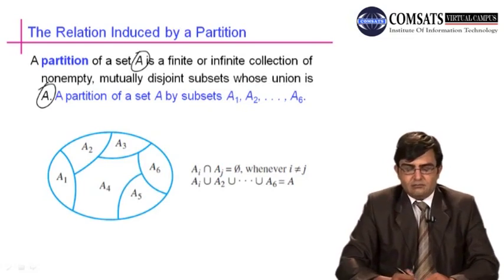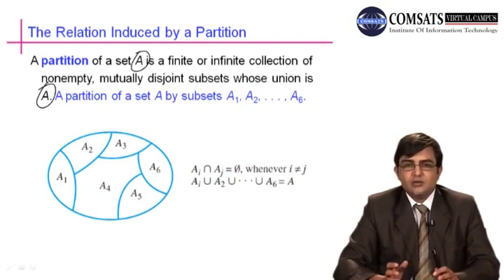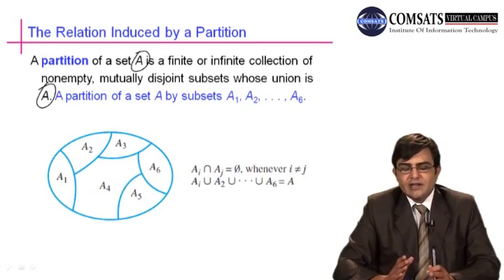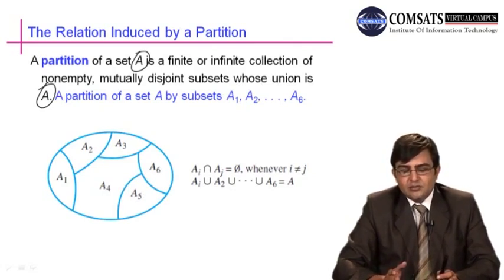For example, if we take any set 1 to 10, we divide this set into subsets which are mutually disjoint. Mutually disjoint means if we take the intersection of any two subsets of A, this must be empty, this must be phi. So mutually disjoint means any two subsets, कोई से भी दो सबसेट्स लें तो उनकी इंटरसेक्शन जो है वो एम्प्टी होनी चाहिए. So mutually disjoint subsets.